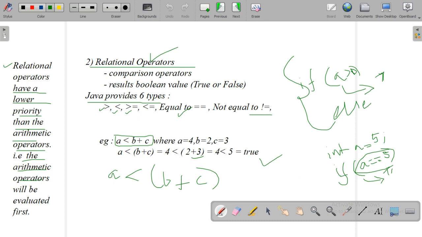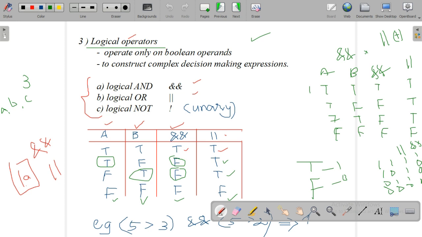So the next one is the relational operators. For the comparison operator, we are using relational operators, and relational operator have a lower priority than the arithmetic operator. So in a given expression, if you want to reduce, at first you have to evaluate the arithmetic operators. After that we will move to the relational operator in a given expression.